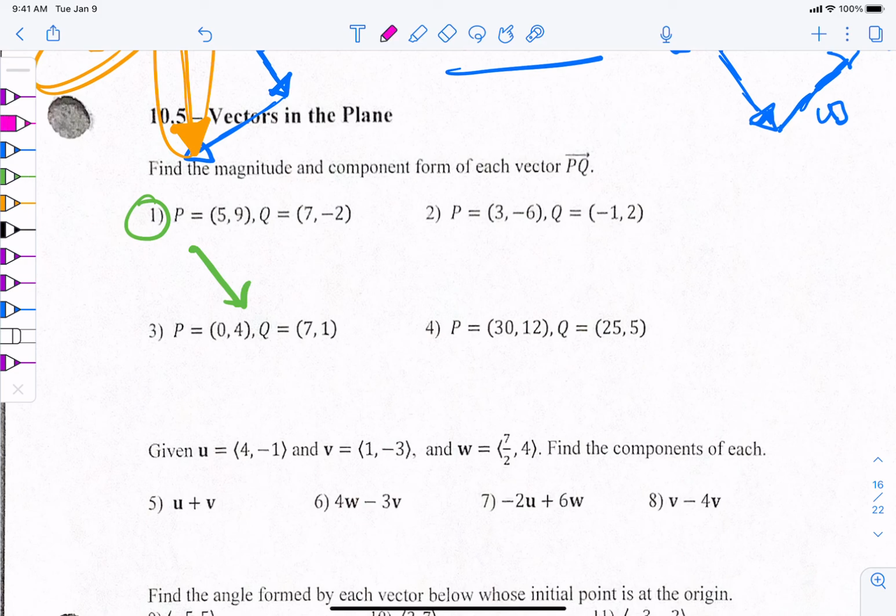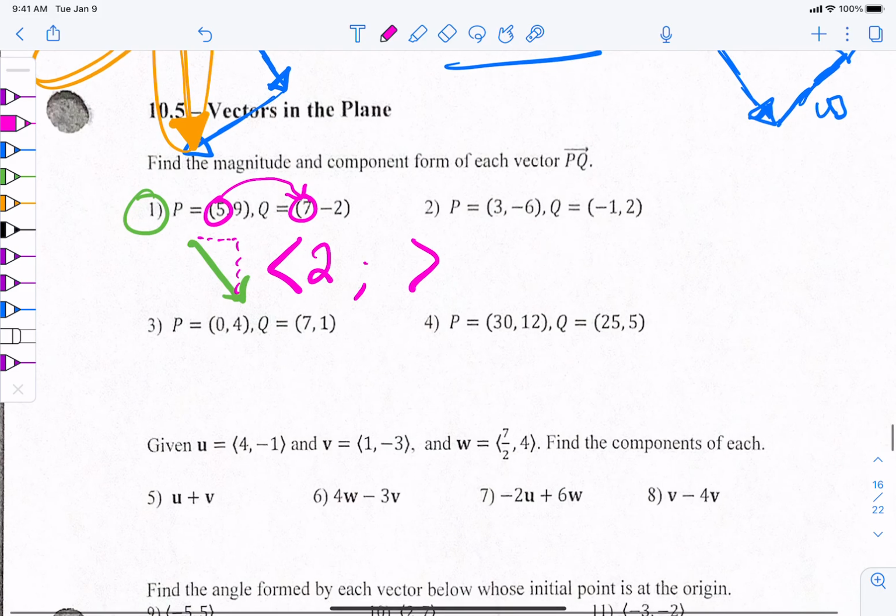So if I think about him in terms of a right triangle, looking at 5 and 7, how many units have you gone in the x direction? Just subtract them. Actually, let's do the component form of him first, and then you'll see how this works. From 5 to 7, how many units am I going? You're going 2. Is it a positive 2 or a negative 2? Positive. You're starting at 5 and going to 7, so it's positive 2. You're going from 9 to negative 2. It's down 11. Starting at positive 9, going down to a negative 2 is negative 11.